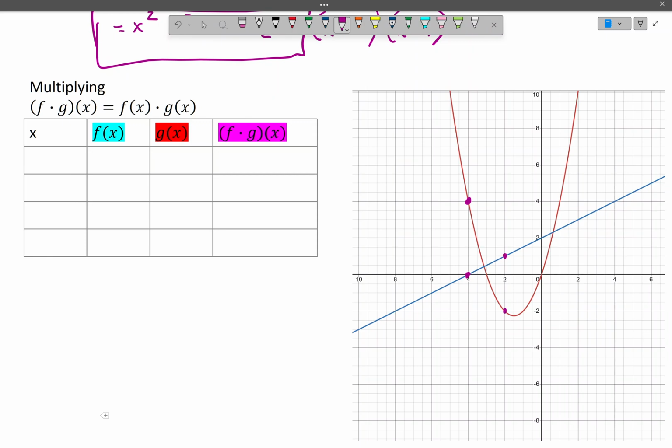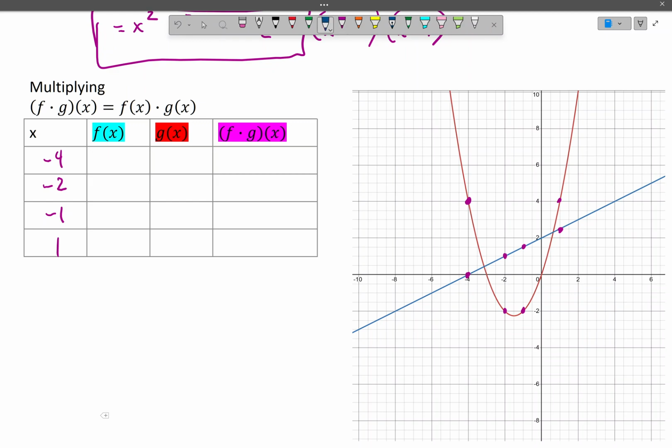This looks like a nice value. This looks like a nice value. This looks like a nice value. Let's just stick with those ones. So we're going to have -4, -2, -1, and +1. Yeah, let's stick with those results.